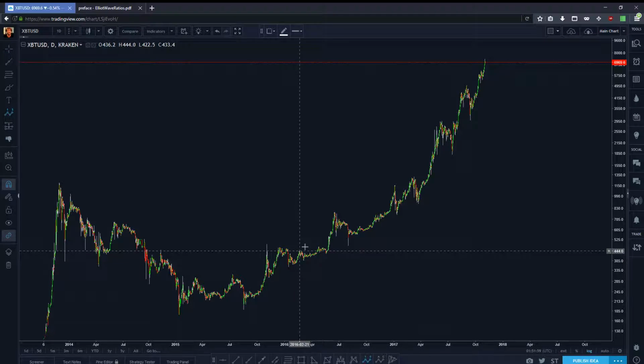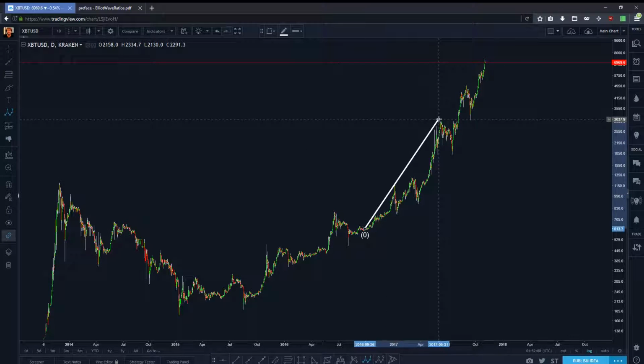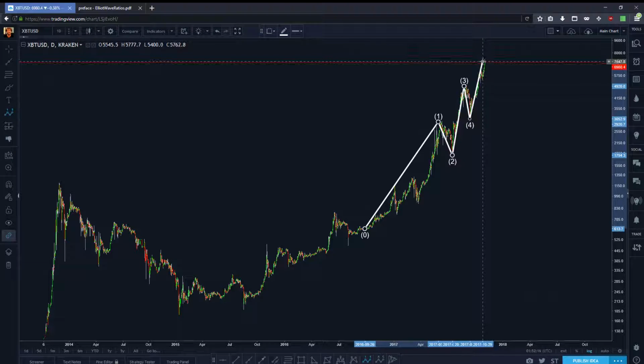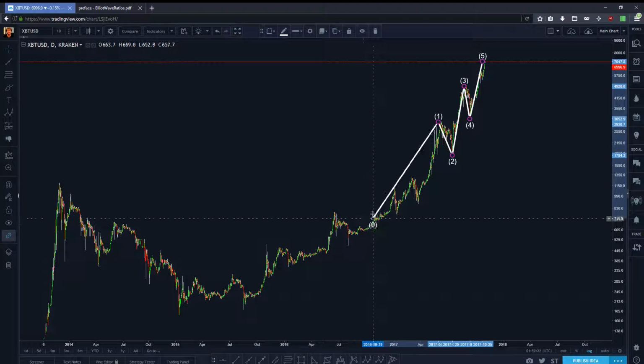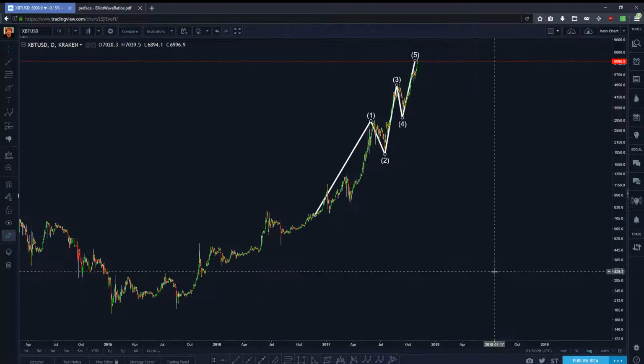I'll start off by drawing the larger Elliott wave that I see, and it's fairly straightforward. It looks something like this. I always have issues trying to find the starting point, but I'm really not thinking it matters too much at this point anyways.